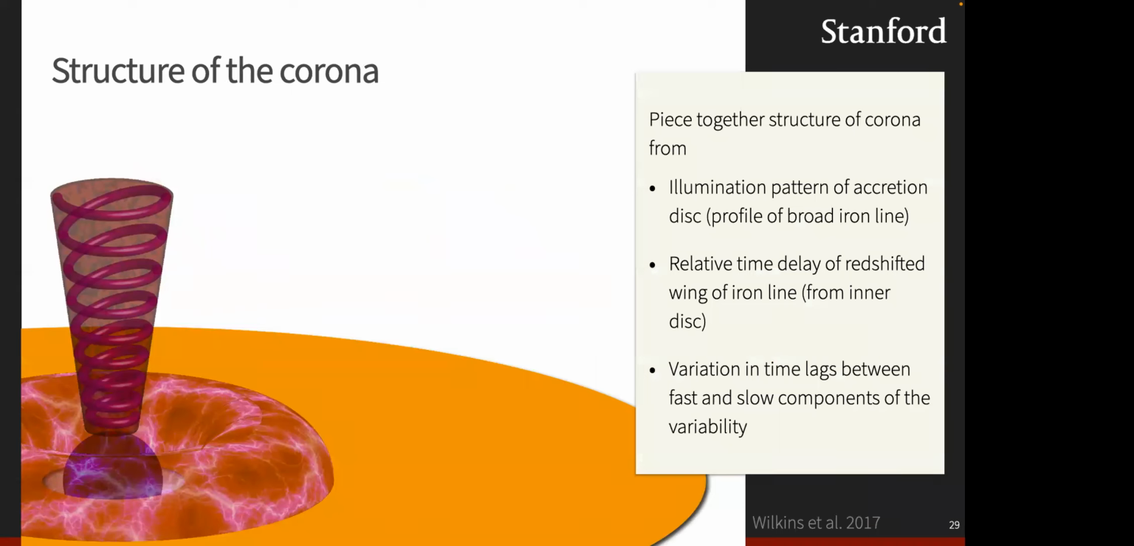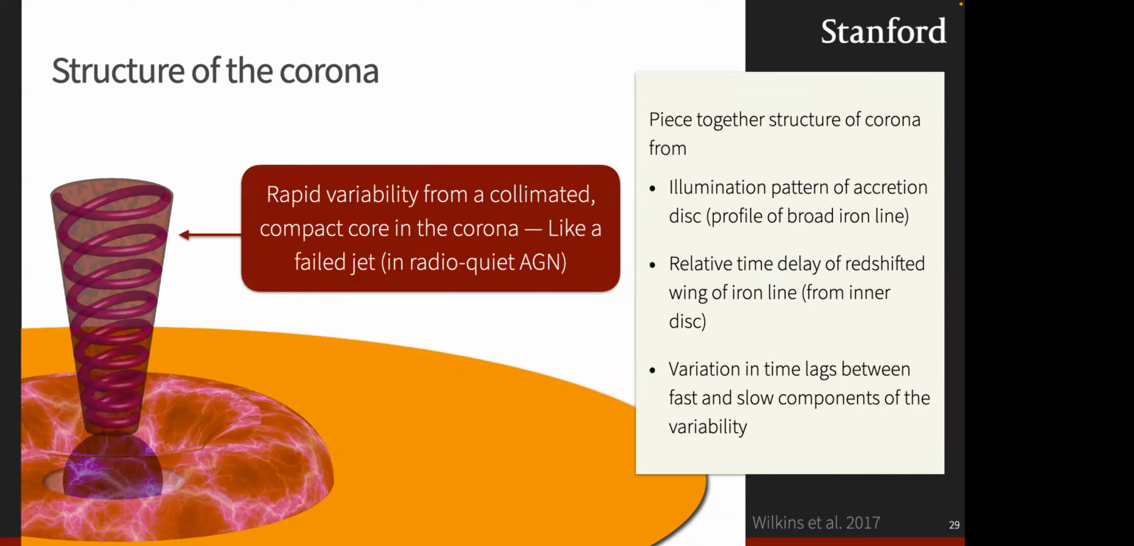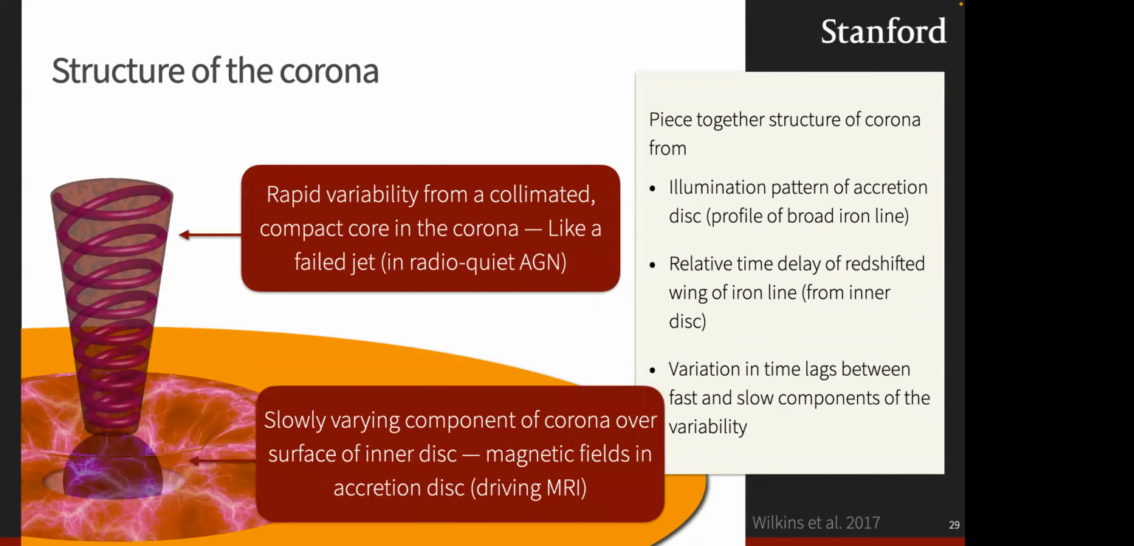And we can put all of these observations together to put together this picture of the corona. So what we see in our measurements is we have our reverberation that we see in the rapid components of the variability coming from this compact core of the corona that looks a little bit like a failed jet. But then we also have this slowly varying component of our X-ray emission that looks like it's associated with magnetic fields on the accretion disk.